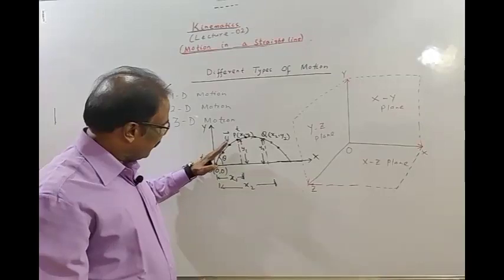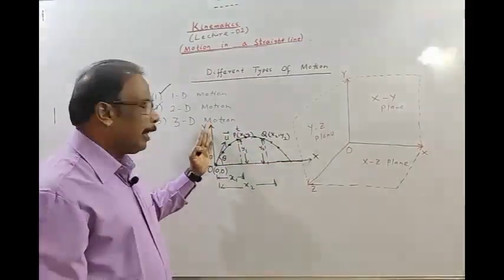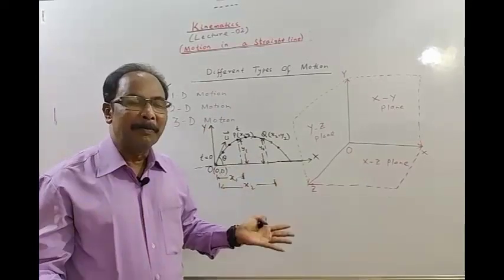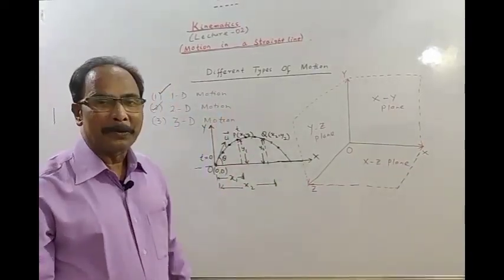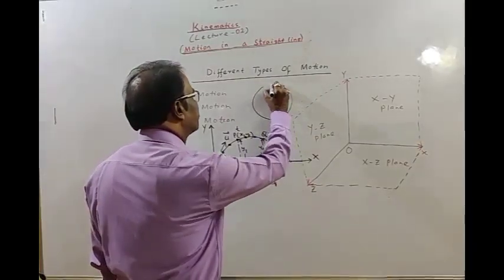So here the body moves on a plane; the x coordinate changes and the y coordinate changes. So this is an example of two-dimensional motion. Similarly, you may cite another example, circular motion.